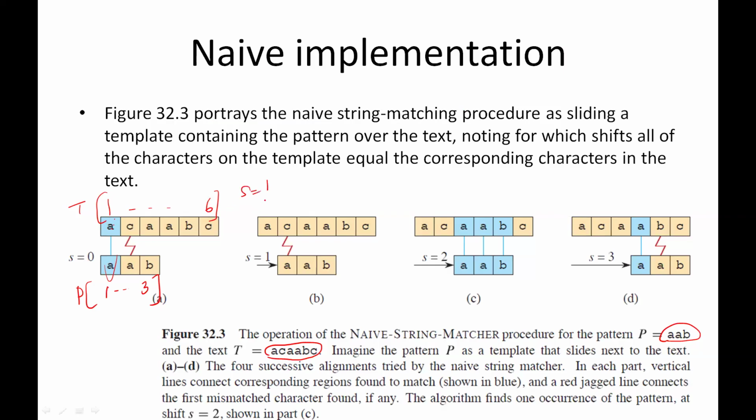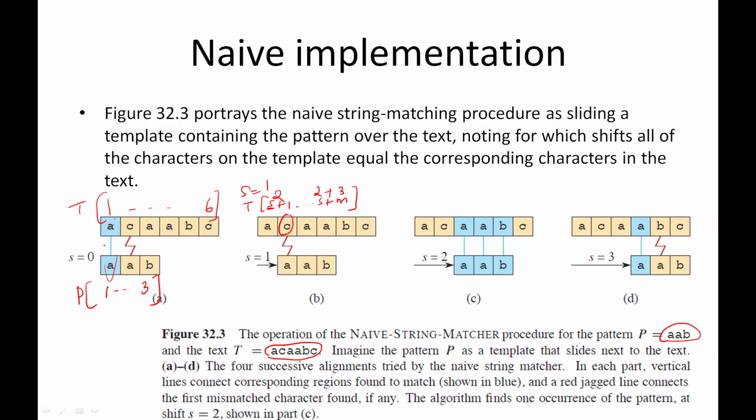So S is equal to 1. So the next one will be T of S plus 1 till S plus M. Now what is the value of S? It is 1. That means we are matching the second character. So 1 plus 1 is 2, and this is 2 plus M, 2 plus 6. So you move forward until we need to move forward. So S plus M, sorry, it is M. M, it's not 6, it is 3. Sorry. So you have 2 plus 3.